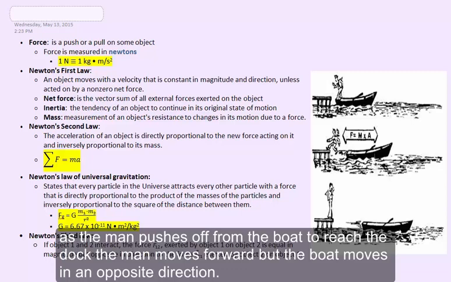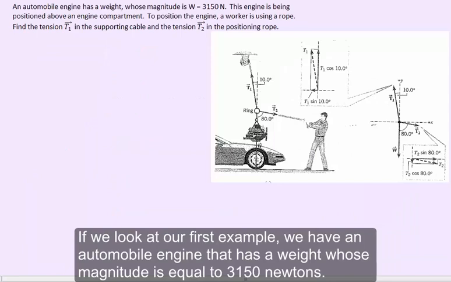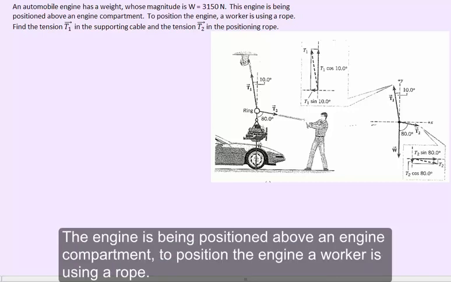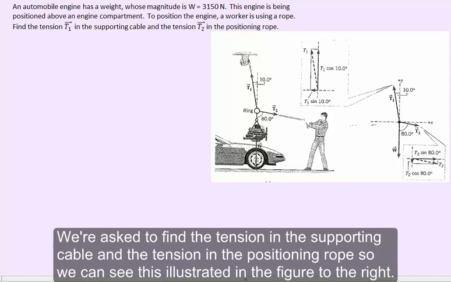in an opposite direction. If we look at our first example, we have an automobile engine that has a weight whose magnitude is equal to 3,150 newtons. The engine is being positioned above an engine compartment. To position the engine, a worker is using a rope. We're asked to find the tension in the supporting cable and the tension in the positioning rope. So we can see this illustrated in the figure to the right.